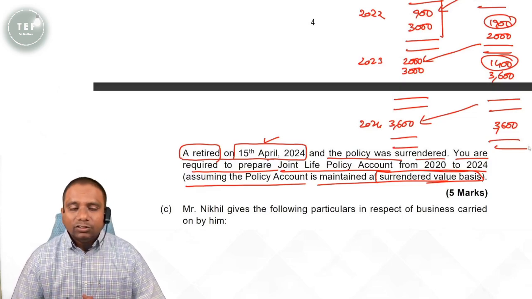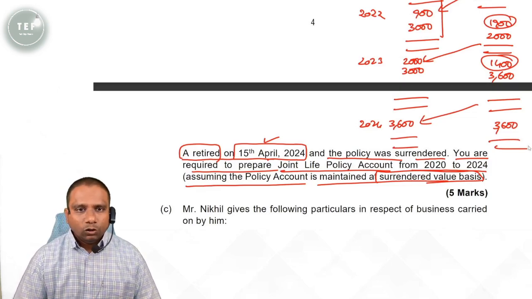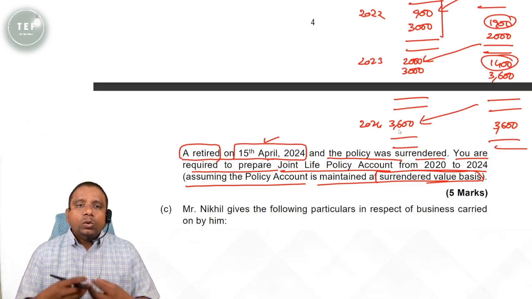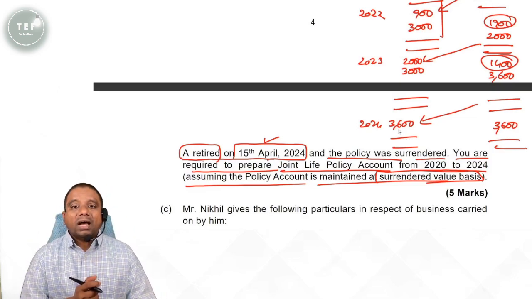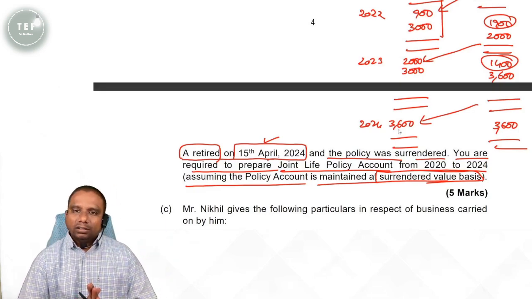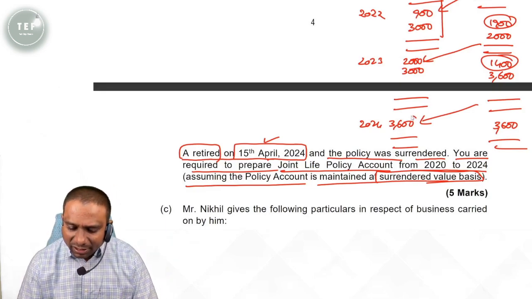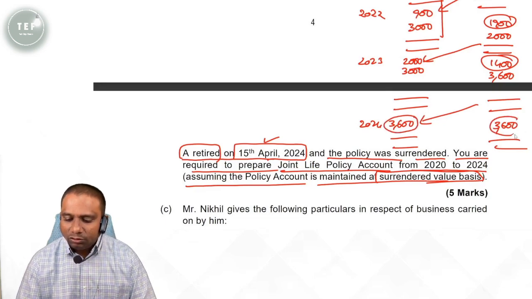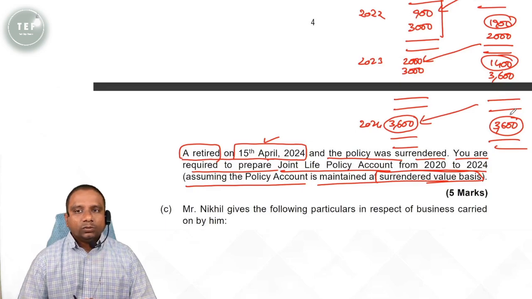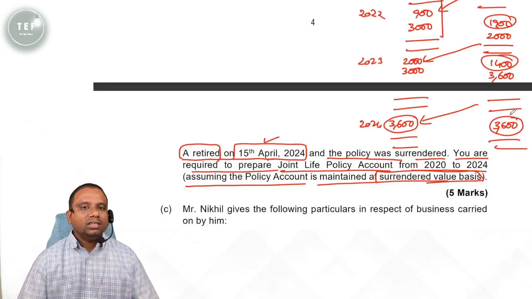When we maintain the joint life policy account based on surrender value, any balance in the JLP account is treated as profit and shared among partners. But here we are maintaining JLP at surrender value and we also received the surrender value. Here there is no profit on JLP. That's why generally no need to distribute anything to the partners. This is the JLP account. That's it.